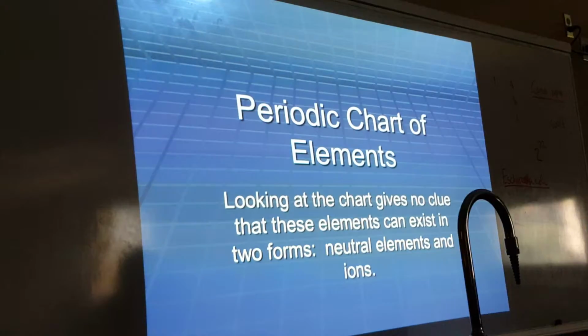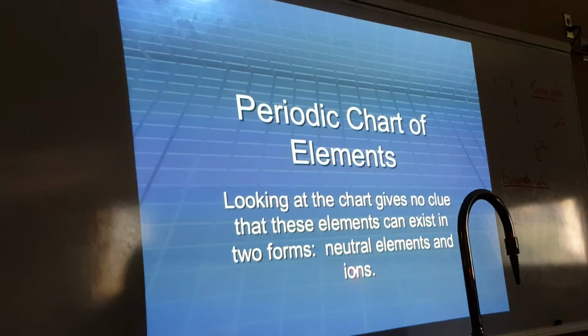And so this periodic chart of elements, elements can exist in two different forms. Okay, and I haven't said anything about that yet. You look at that periodic chart and you get no clue about the fact that elements can exist in two different forms. So you can have iron, for instance. You can either have the neutral element iron or iron ion.